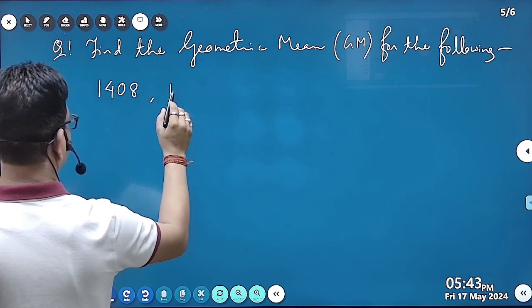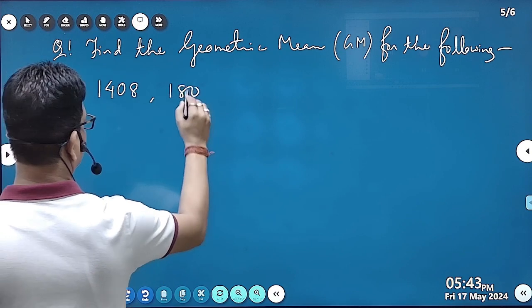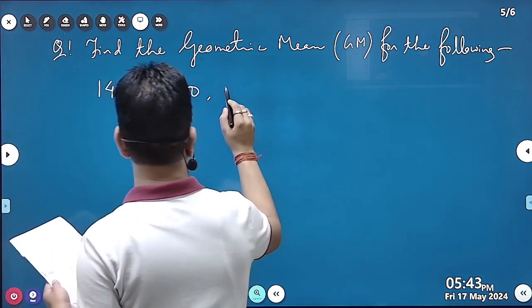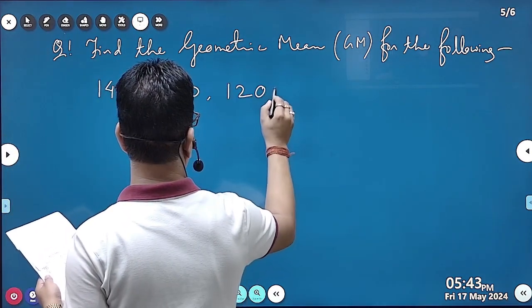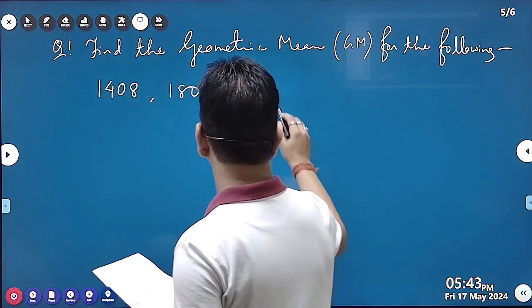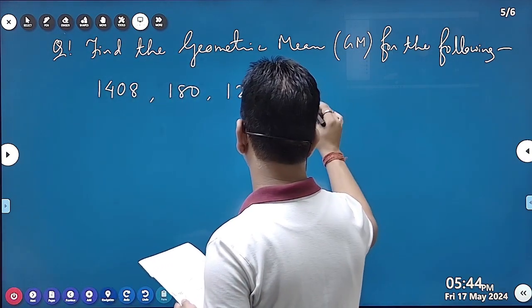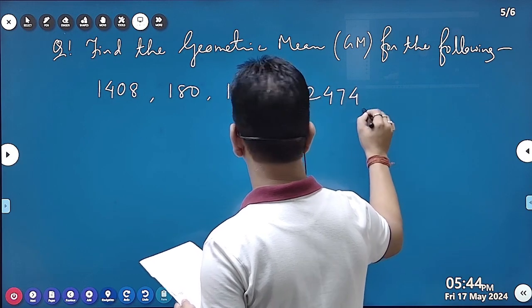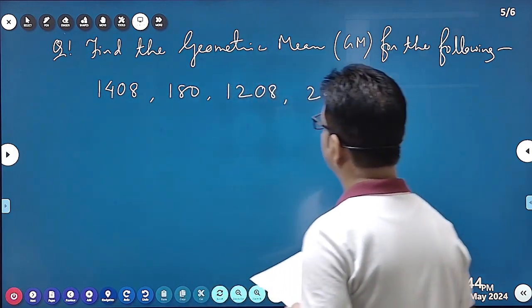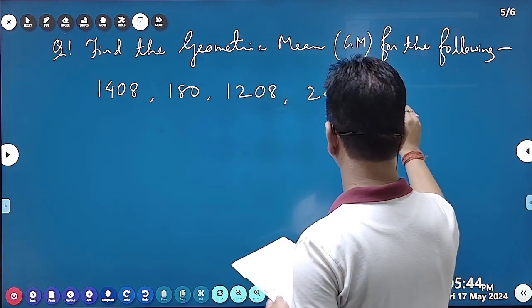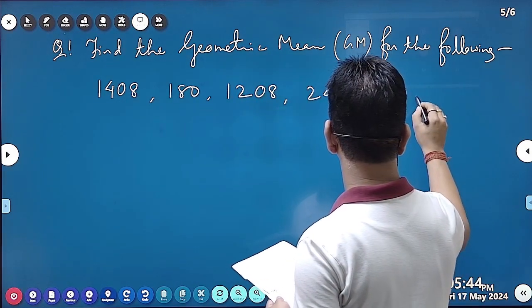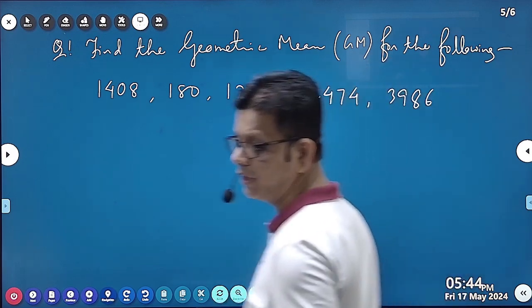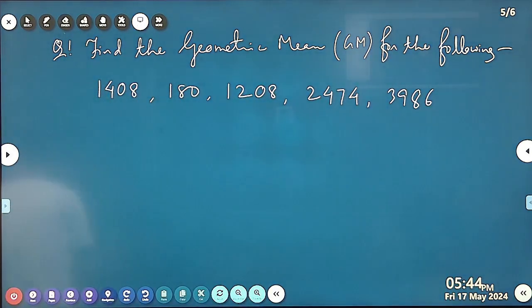Suppose 100, suppose 80. Small numbers I'm taking. Then suppose 1200, 1208, and then suppose 247. Any numbers I'm writing. One more, suppose 3986. You're trying to find this. Done now? Can I start?